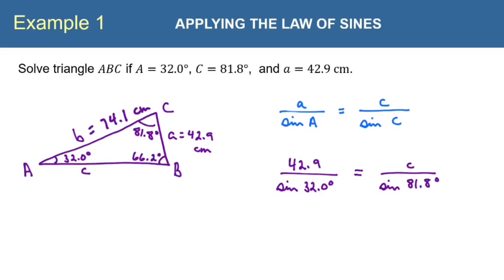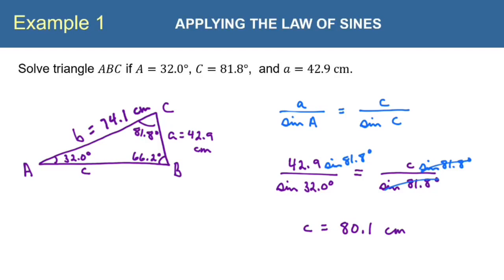And just like when we were finding side B, we want to isolate the variable here, so we'll multiply both sides by the sine of 81.8 degrees. That allows the sine values to divide out from the right side, and then when you evaluate on your calculator, you should get side C equals 80.1 centimeters.